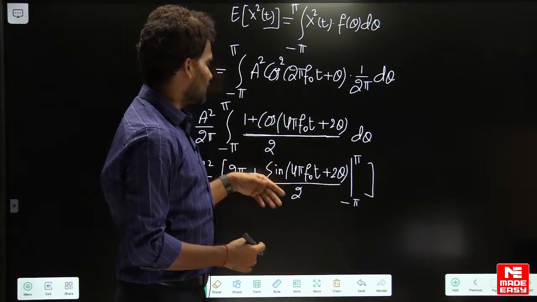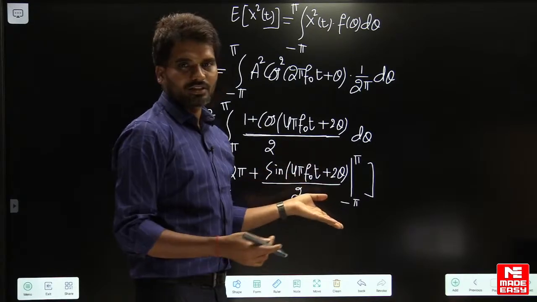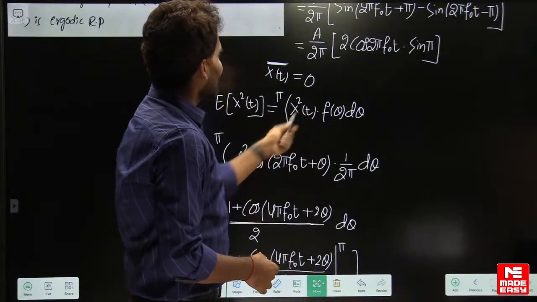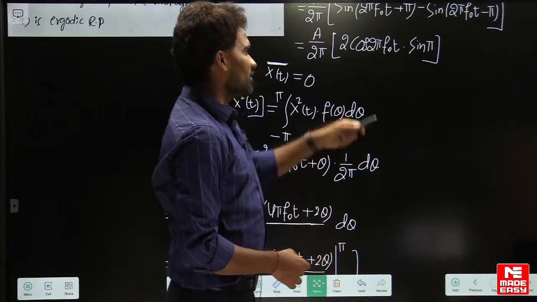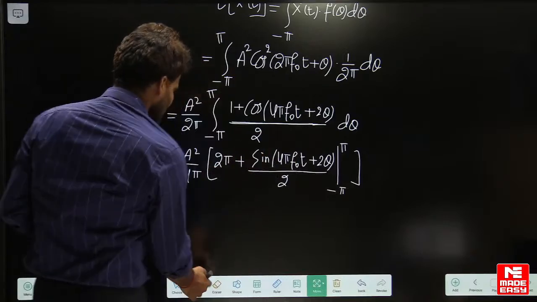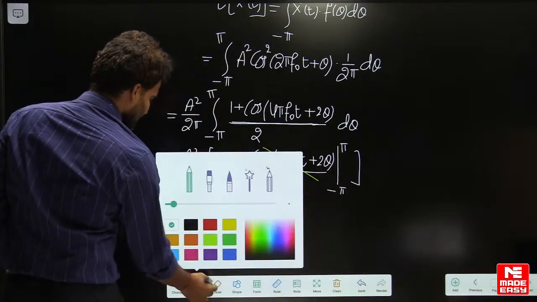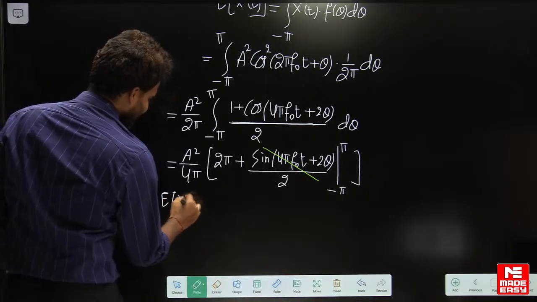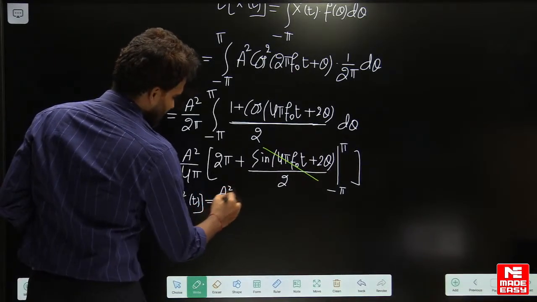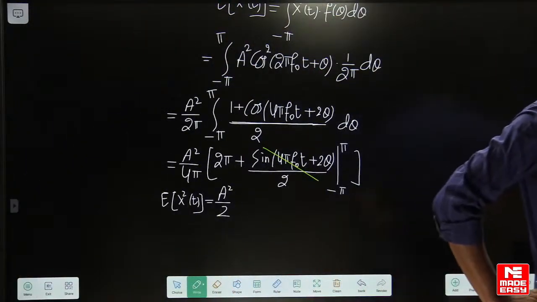Okay, you will get that will be equal to cos 4 pi f naught t into sine 2 pi, same as previous. Sine 2 pi will be 0. So this second quantity, of course, you will get 0, just like the previous. Then this is the expectation of x square t, so this will be A square by 2. Okay, the mean square value I'm getting is A square by 2.